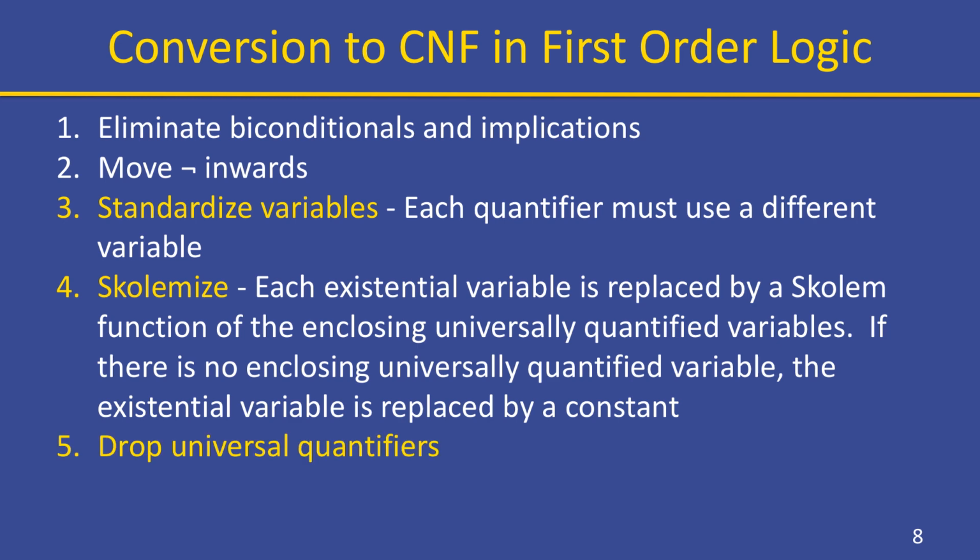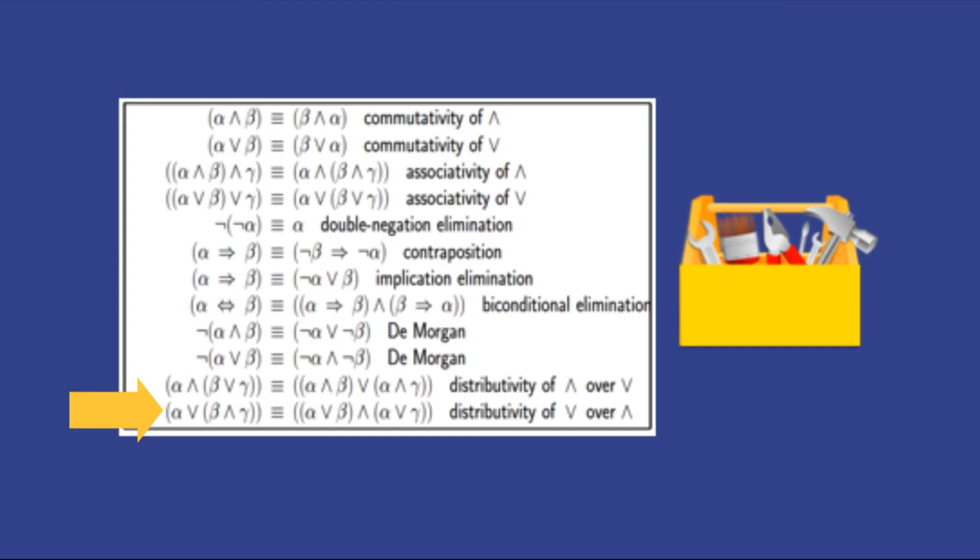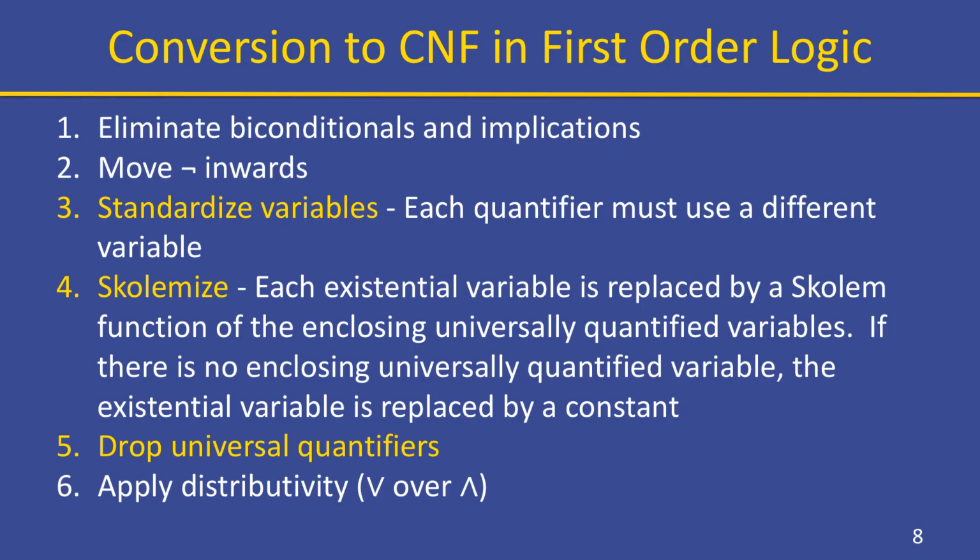Step 5, we drop all universal quantifiers from our sentences. And step 6, we apply distributivity. We distribute or over and, and that's also applying one of the equivalences from our toolbox. Let's make sense of this with an example.